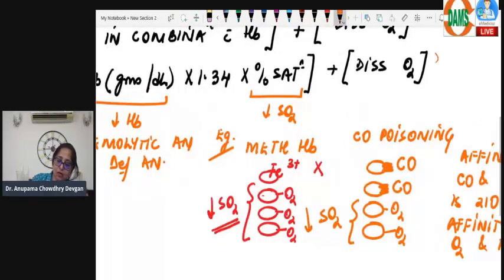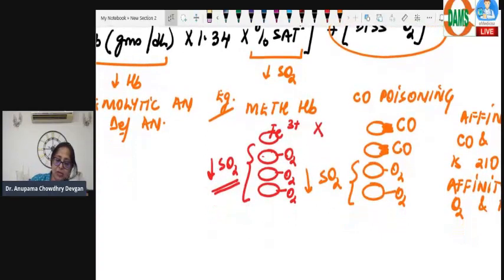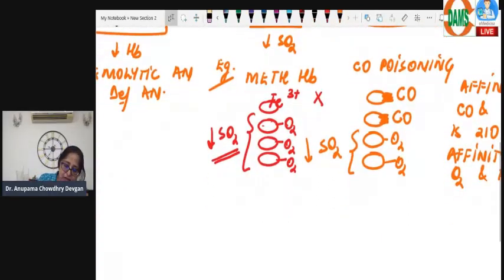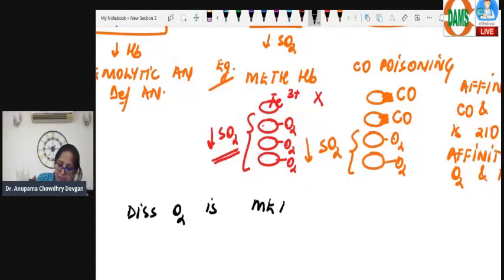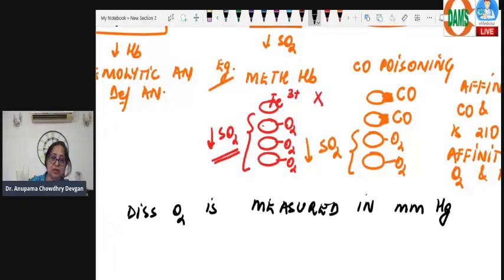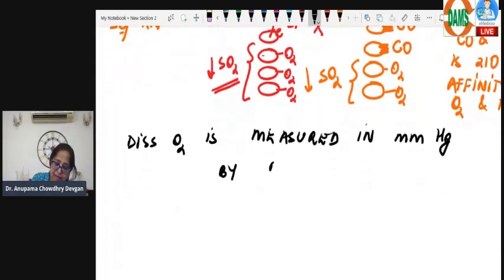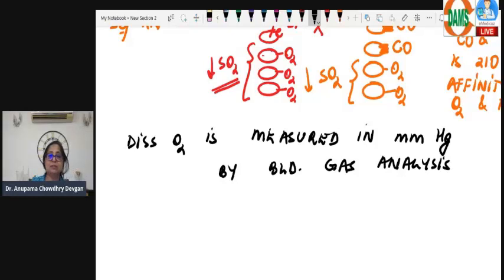Now let us see dissolved oxygen. Now let's focus on dissolved oxygen. What happens in dissolved oxygen is, dissolved oxygen is measured in millimeters of mercury by blood gas analysis.